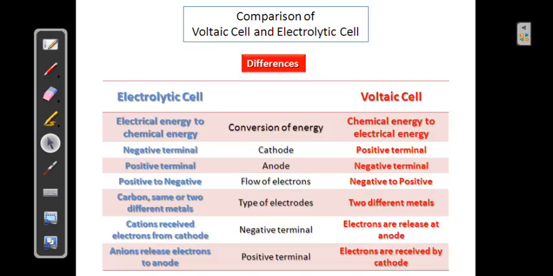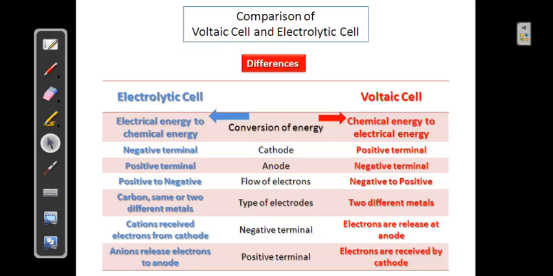So the difference between electrolytic cell and the voltaic cell. Let's look at the difference. Conversion of energy. Well, electrolytic cell will use electrical energy to produce chemical energy, right? Whereas the voltaic cell will use chemical energy to produce electrical energy. It's the opposite, totally opposite.